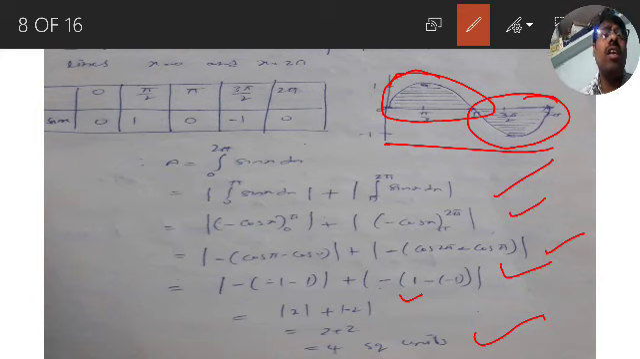Directly don't do the integration 0 to 2 pi, because between 0 to 2 pi the sine curve crosses the x-axis at pi. So 0 to pi you have to do separately and pi to 2 pi you have to do separately, and take the modulus for each region of area. Are you getting? So this is a new point that we learned here.